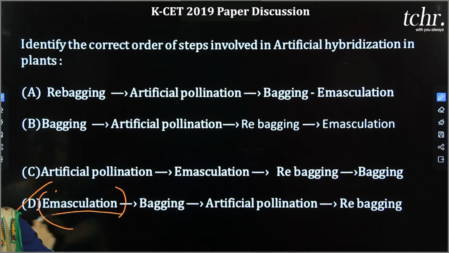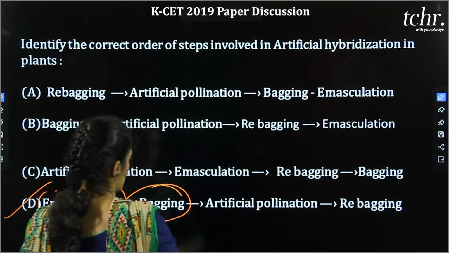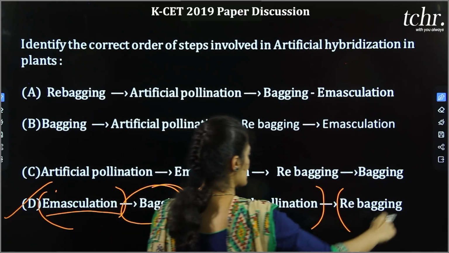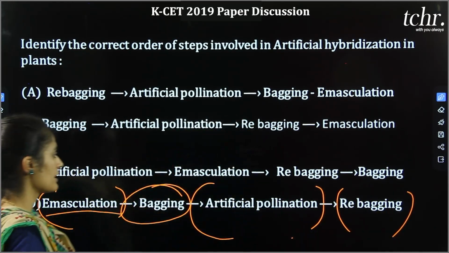Emasculation is the removal of anthers. Bagging is covering the stigma. Artificial pollination is dusting the stigma. Again covering is rebagging. So D is the correct option.